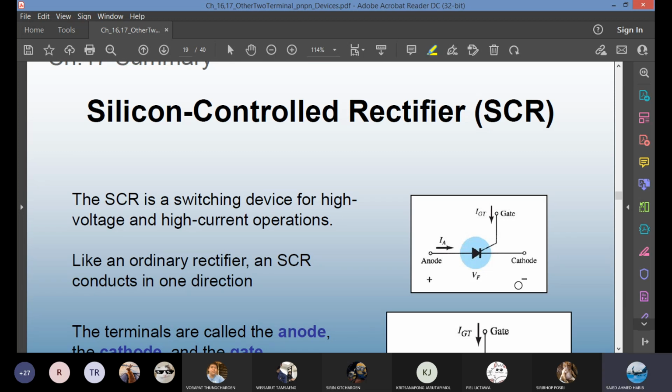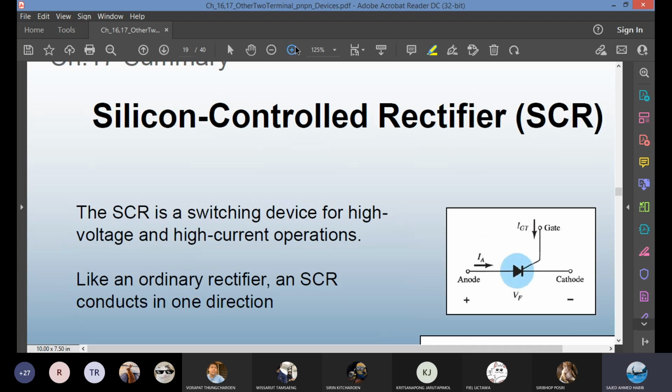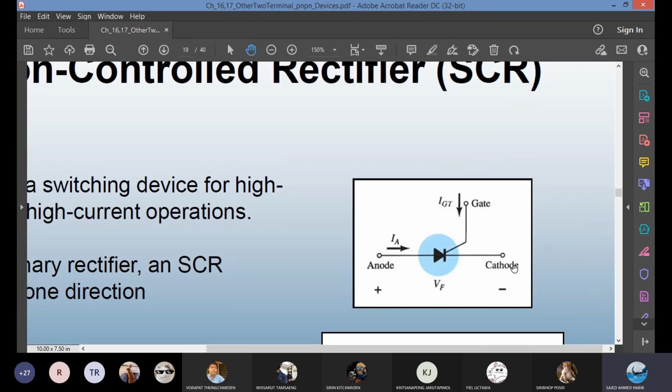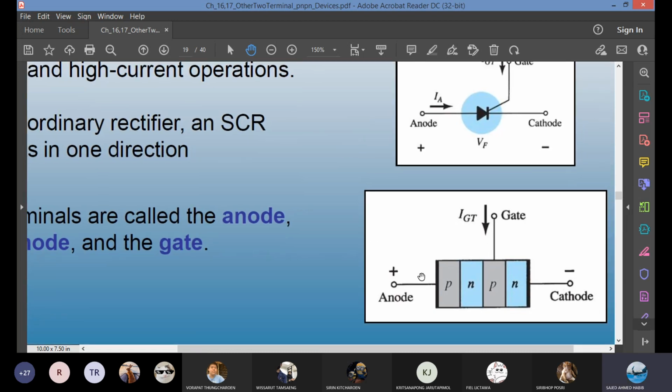There are 3 terminals for the silicon control rectifier. Let's have a look at it. You have anode, cathode, and the third one is called gate. The forward bias voltage is VF. The forward current is denoted here by IA. Here is IGT, there's a gate current. This third terminal is for control purposes only. It's a controlling element. See, the construction inside, 2 layers, PN, PN. You have anode, cathode, and gate. We can look at the next slide.